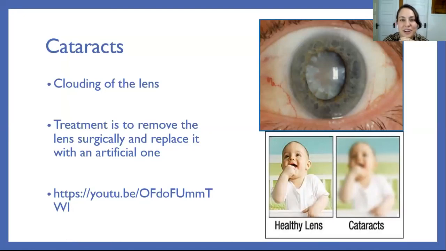Now, the treatment for cataracts is going to be to actually surgically go in, cut through the cornea, and break the lens into small pieces and vacuum them out. Then use an artificial lens that you surgically insert back into the eye, and it unfolds to the proper size. So there is a video if you want to watch that and see how the surgery actually happens. And you just insert that new lens in and you're good to go.